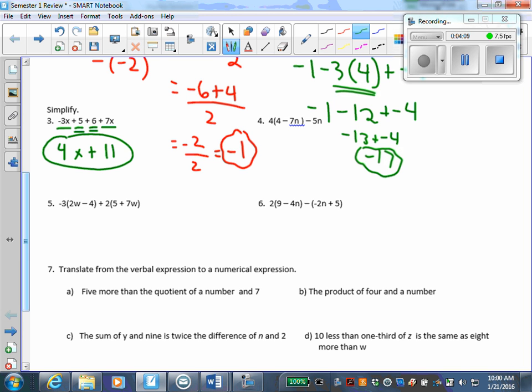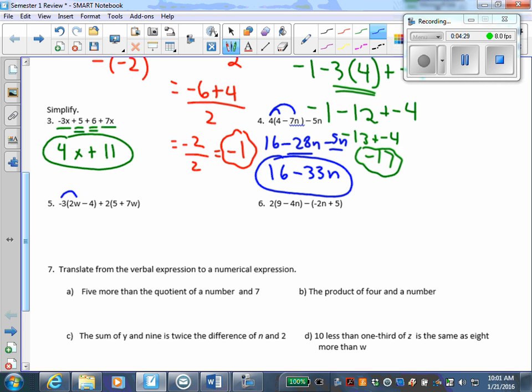Number 4, let's see. I need to distribute the 4 times 4, so that's 16, and then that's going to be minus 28n, and then I still have that minus 5n. These are like terms, so I have 16 minus 33n. That's as simple as we get here. Number 5, distribute, so that's negative 6w plus 12 plus 10 plus 14w. And combine like terms, this means I've got 8w, and then I've got plus 22.